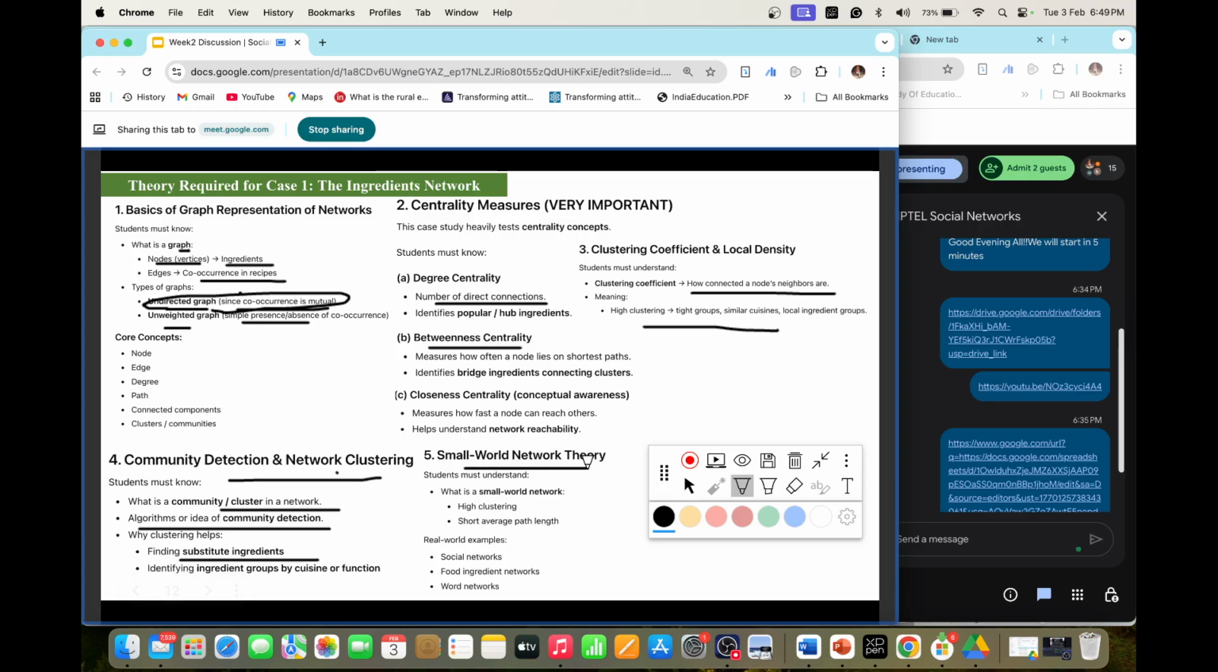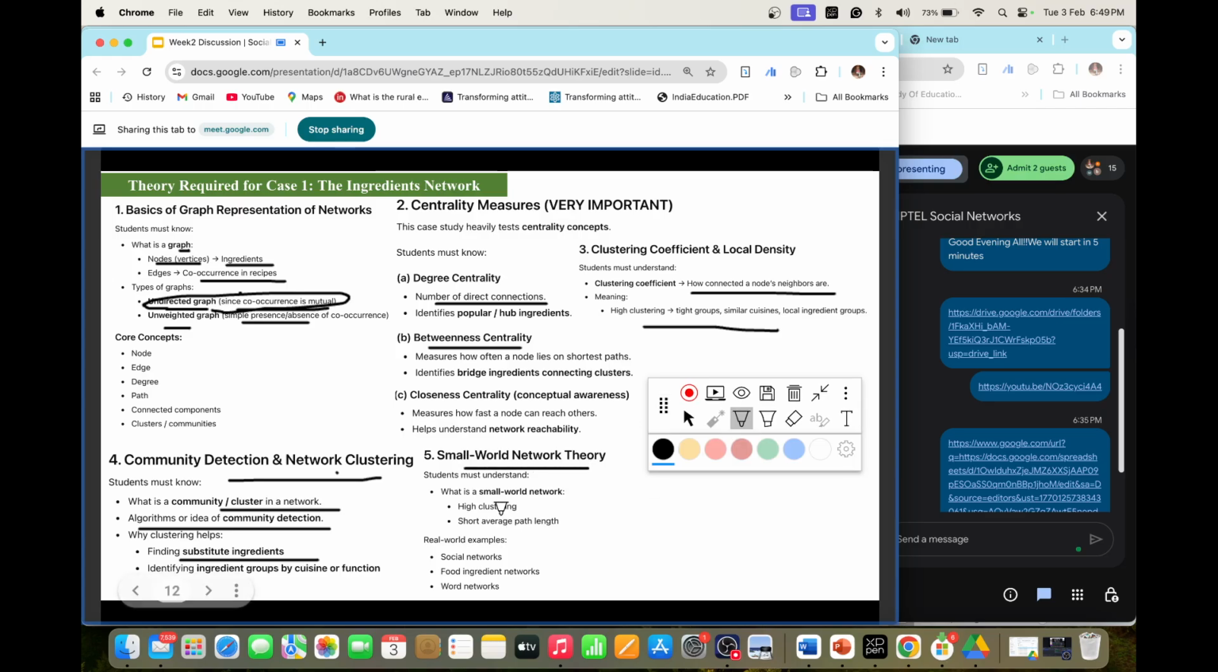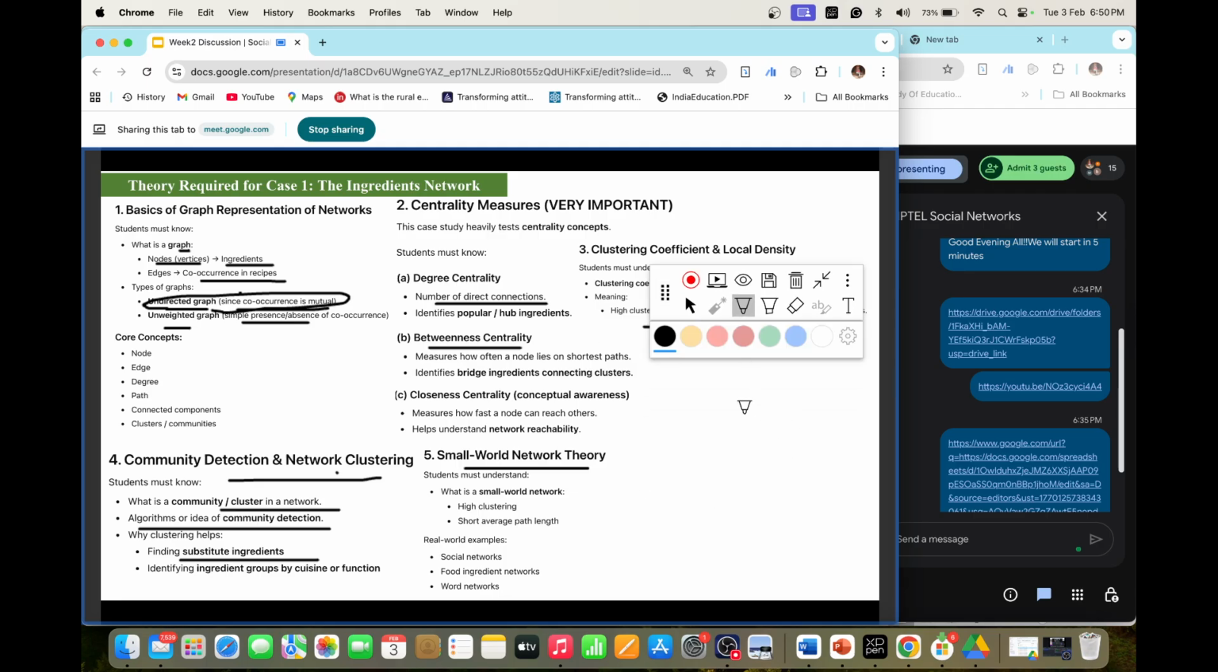And then you have this small world network theory. What is a small world network? High clustering, short average path, real world examples: social network, food ingredient network, and word network. Small world network means there will be clusters, and there will be high betweenness similarity. Small clusters, but high betweenness similarity. That is small world network.